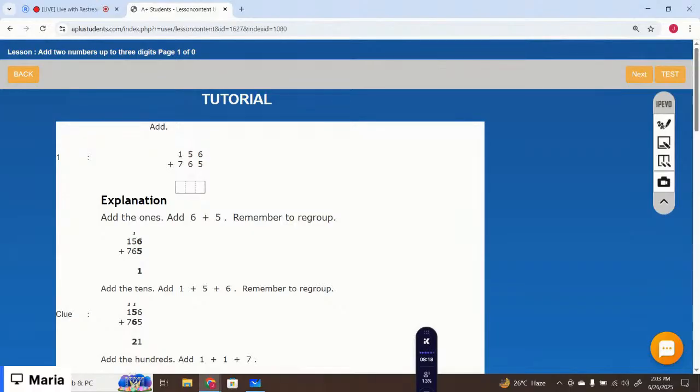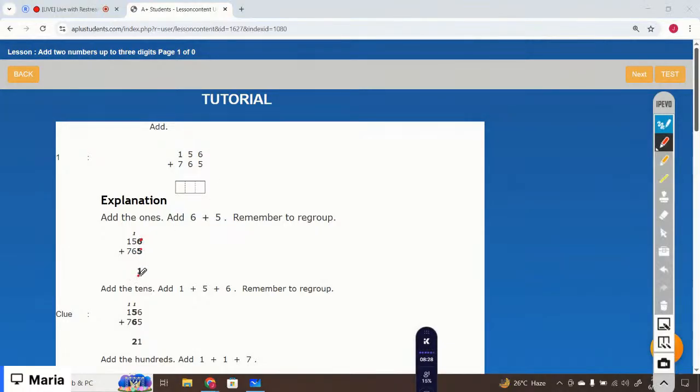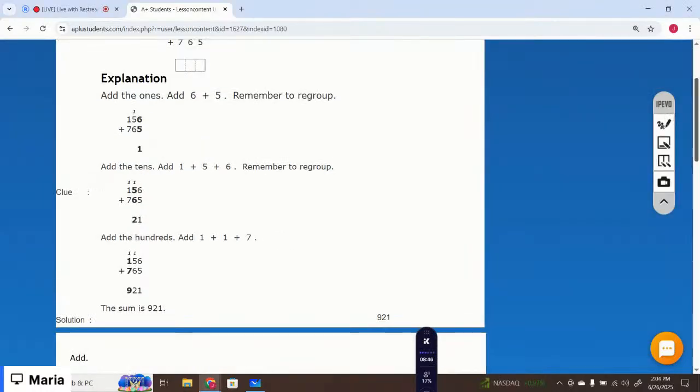Add 156 plus 765. So we always start adding from the ones digit. So the ones digits are 6 and 5. So 6 plus 5 is 11, right? 1 over here and carry 1. Now 5 and 6, 11 and 1, 12. 2 over here and carry 1. So then you have 7, 8 and 1. So that is 921. That is 921.